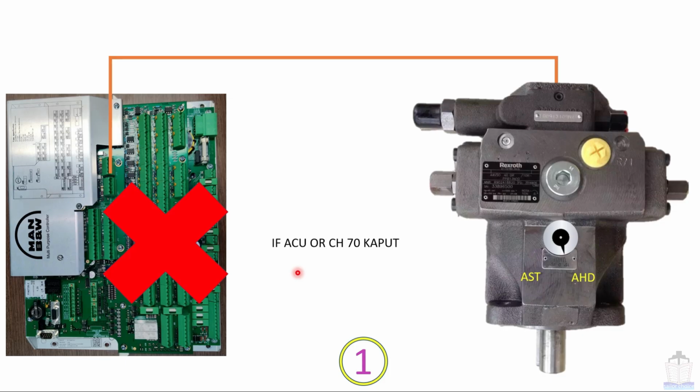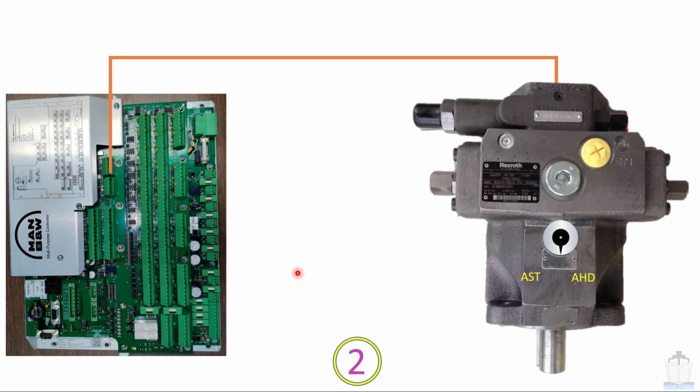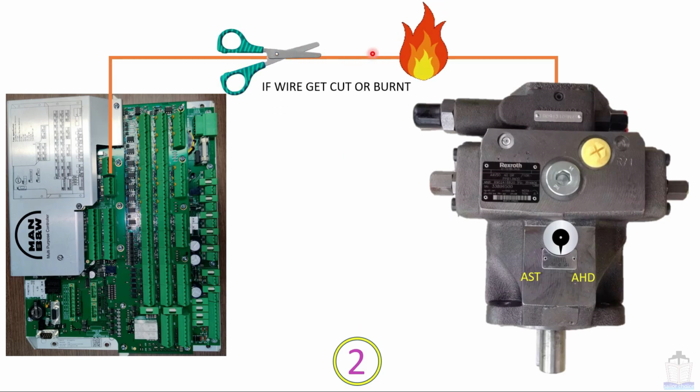So this was the first example. Now moving to the second example. Suppose this wire gets cut or burned, then also this swash plate cam will move to the maximum ahead direction. So you can see it has moved to the maximum ahead direction. Now going to show you the third example.